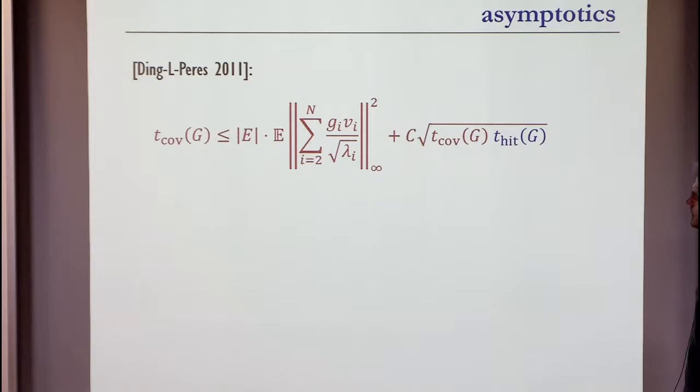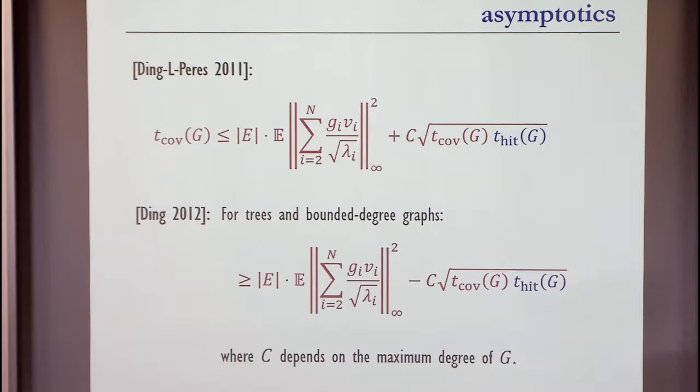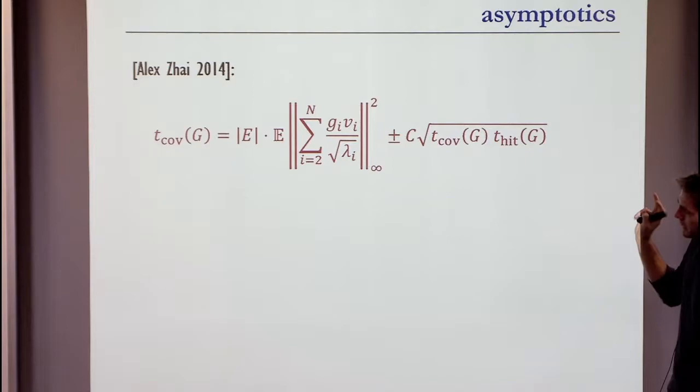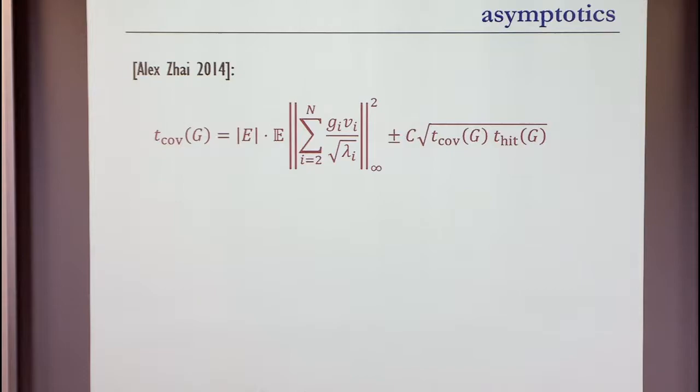And Ding, a year later, proved that for a wide class of graphs, you can match this upper bound. For bounded degree graphs and trees, you can get a matching lower bound, but now the constant C depends on the maximum degree in the graph. This is really very nice. And then this year, Alex Zhai, a student at Stanford, showed that you don't have to pay something depending on the degree. It's just the case that for every graph, the cover time and this quantity are within this error term, which, for interesting families of graphs where the cover time is an interesting phenomenon, goes to zero as the size of the graph goes to infinity. Still, is this error term real or is it an artifact of the analysis? No, the error term is real.